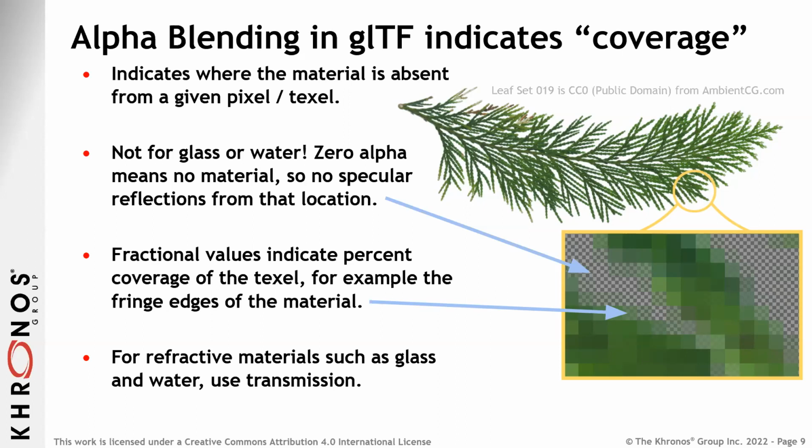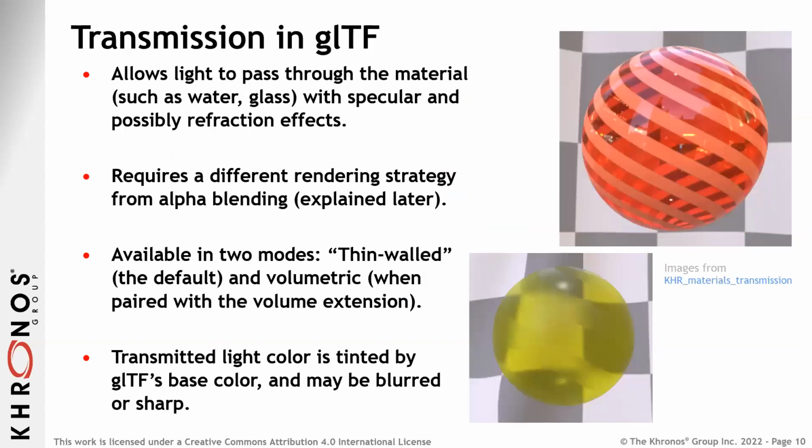But you do not use alpha in glTF for glass or water. Those materials are fully present, so you don't need any strange alpha values there. You get them 100% alpha with no blending, and instead you use something called transmission. Transmission was added a couple of years ago to glTF. It specifies that even when the material is fully there, it allows some light to pass through.